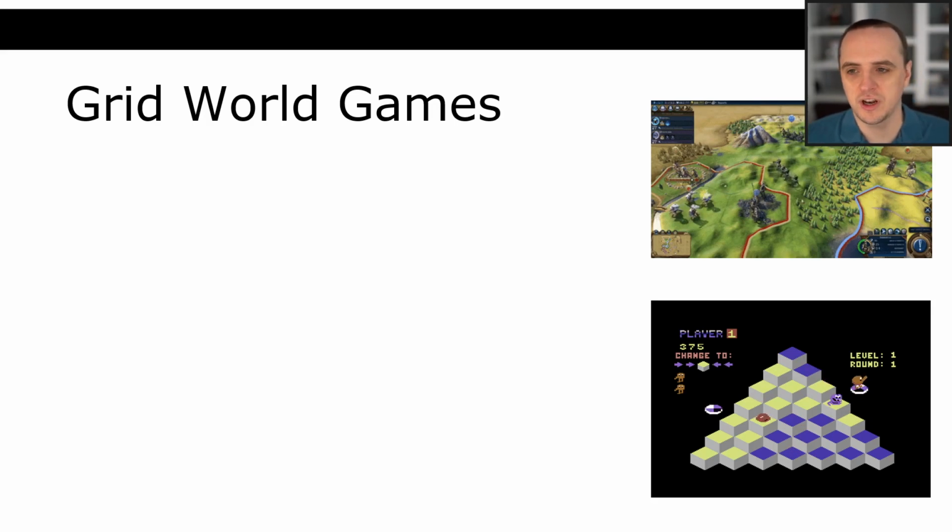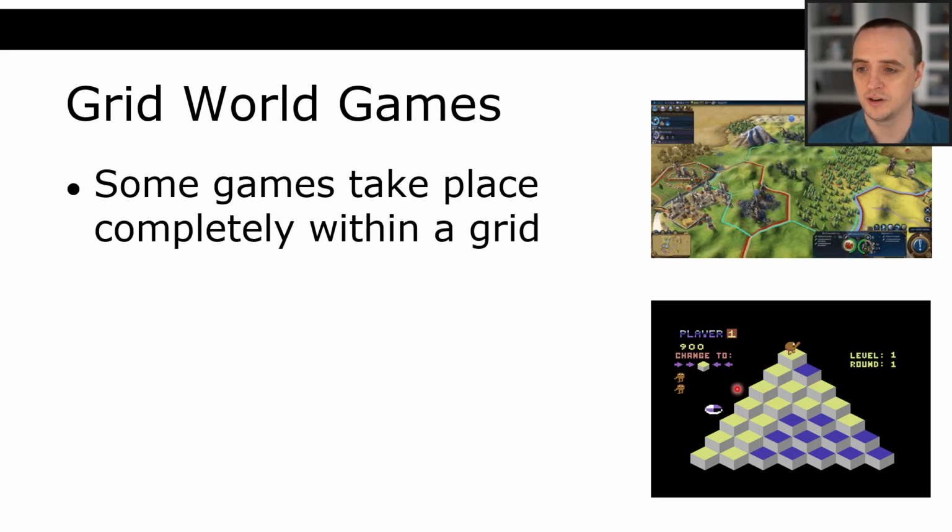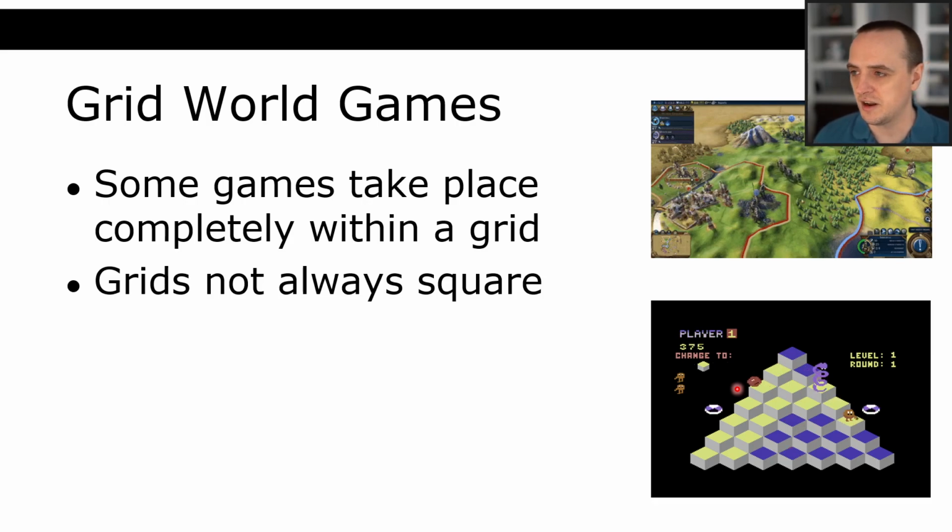Now, we could have the simplest possible case, which is actual grid world games, right? So over here, for example, we see Civilization, which does have a grid, but it's a hexagonal grid. And down here, we see an example of an older arcade game called Qbert, which sort of lives on this grid as well. So some games already take place within a grid, right? So we don't need to do that translation. These grids are not always squares. So be aware that grids don't have to be squares.